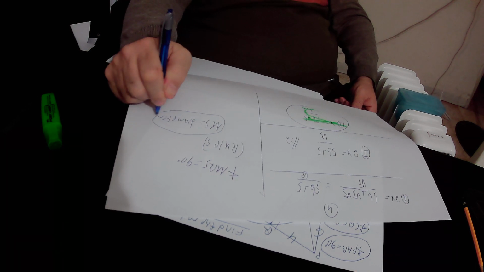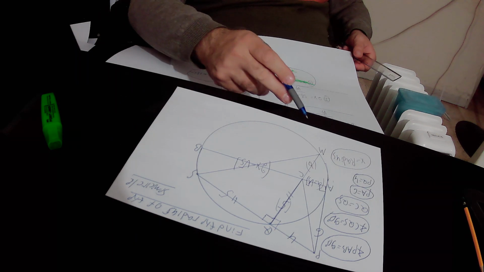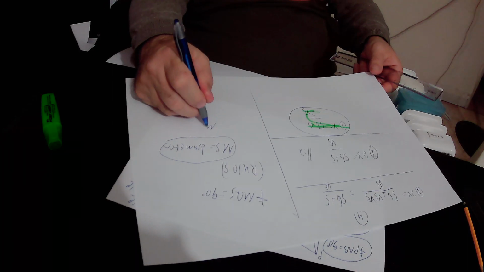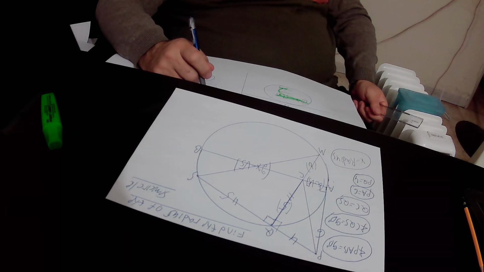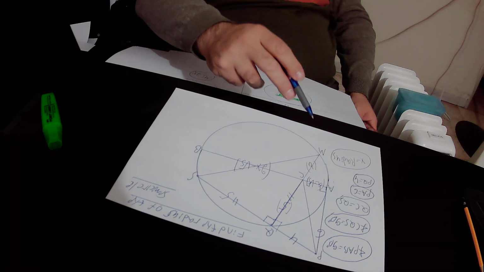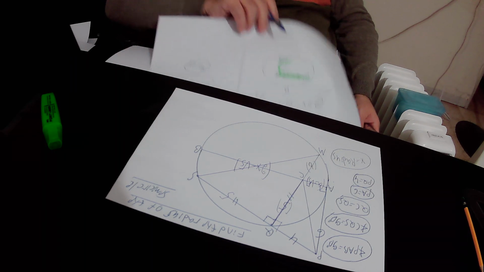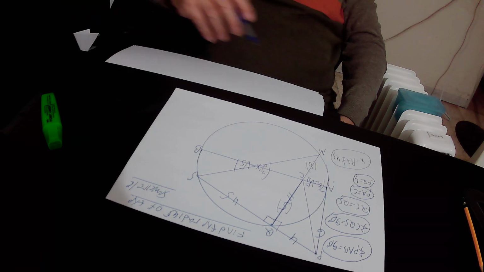MS is the diameter. The radius is x, therefore the diameter MS must be equal to 2x. So MS equals 2x. In the next step, I will copy the right triangle MQS in the new page, and we will implement the Pythagoras theorem in this right triangle MQS.